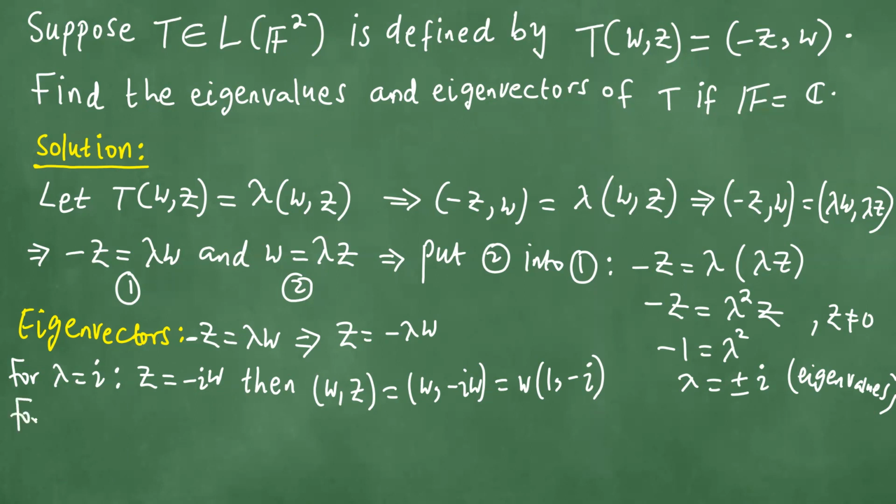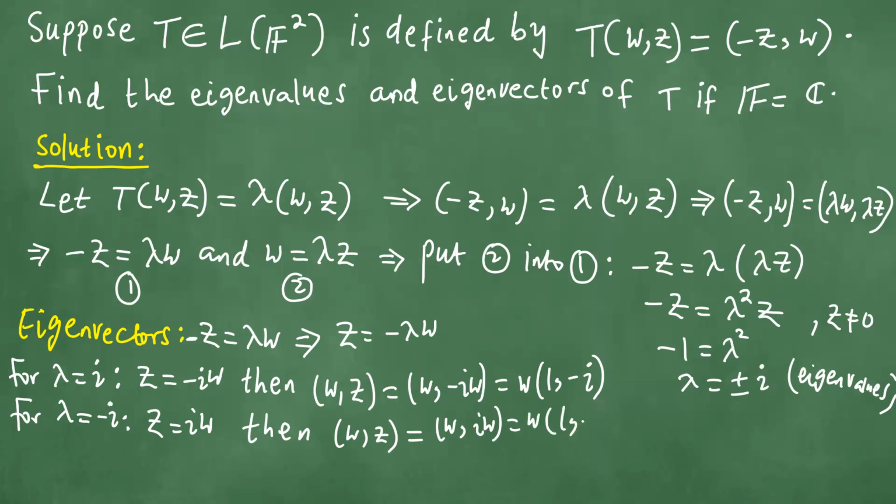Similarly, for λ equals −i, because there are two eigenvalues, it follows that Z, which equals −λW, becomes iW when you substitute λ equals −i. Then the eigenvector (W, Z) would be (W, iW), which becomes W times (1, i).